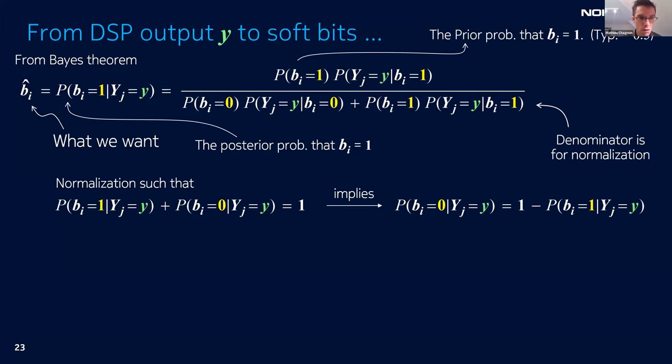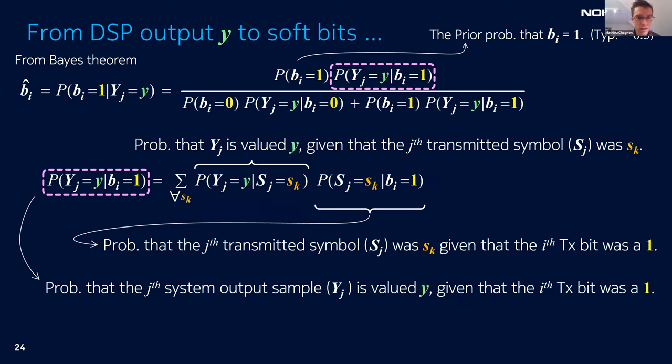plus the posterior that it was a zero, those two quantities must obviously sum to one, right? If it's like 0.3 plus 0.7, these two things must sum to one. Therefore I need to normalize the posterior to make sure that these two sum to one. Now you can ask yourself, what is that quantity in the pink box there? Well, this is defined by that equation. I'm going to use some weird vocabulary here: this is the marginalization over all the possible transmitted symbols. So this is the sum of the probability of sampling a Y knowing that I sent a certain symbol, multiplied by the probability of sending that symbol knowing that the ith bit was a one.